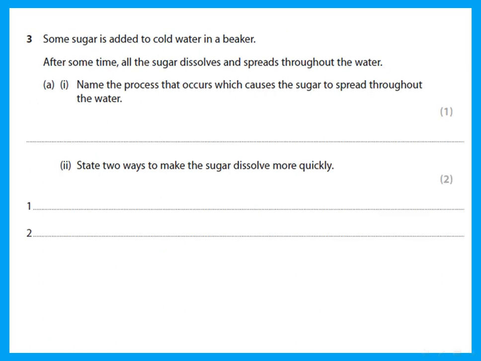Some sugar is added to cold water in a beaker. After some time, all the sugar dissolves and spreads throughout the water. Name the process that occurs which causes the sugar to spread throughout the water. Of course, the sugar spreads out through the water by the process of diffusion.